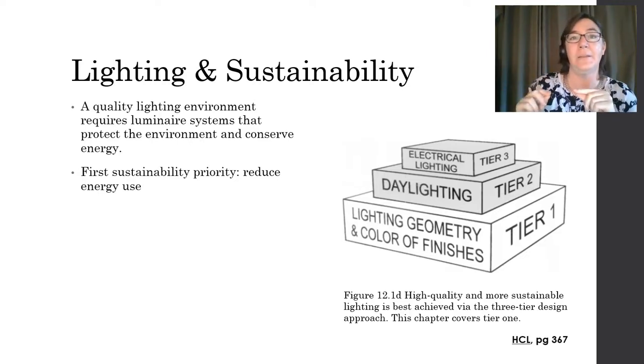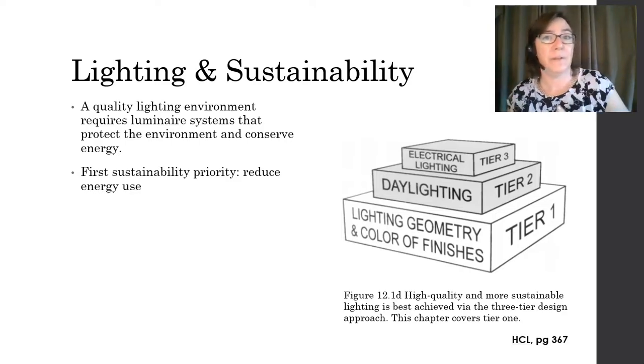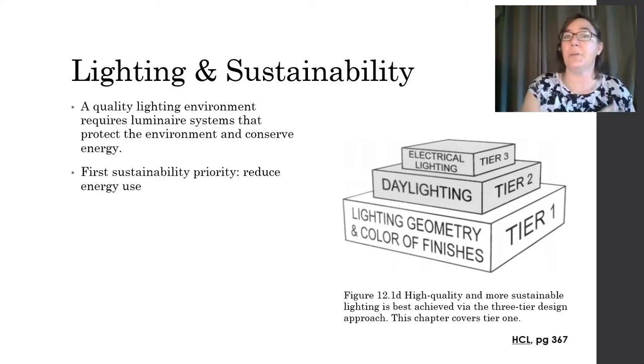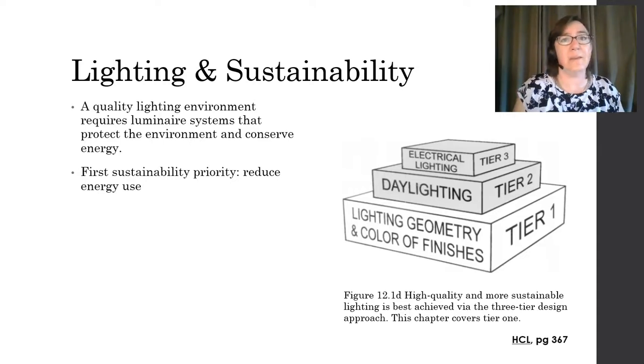Now, sustainable lighting design has a three-tier approach, very similar to the three-tier approach that you were introduced to in the first chapter of this textbook. And the first tier is, again, decisions that are made early in the design process and have the most impact on your design. For lighting, those tier one decisions have to do with geometry, where you place the lights, and also with the color of the finishes and how the light reflects about your space.